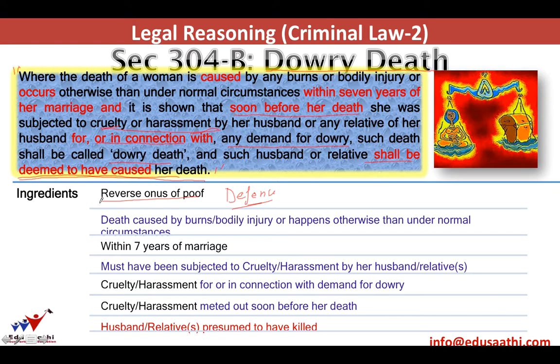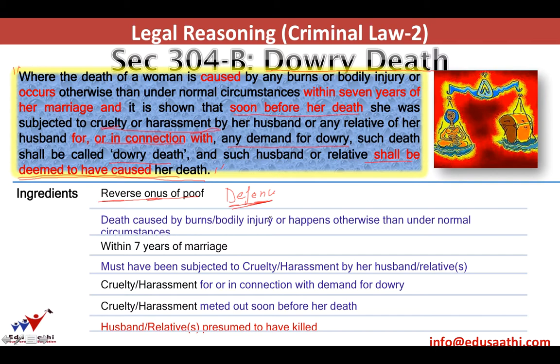There are only a few sections where there is a reverse onus of proof. So in this case there is a burden of proof upon the defense to prove their innocence, because the prosecution does not have to prove their guilt. The section itself gives the power to the court to deem that they have caused her death.